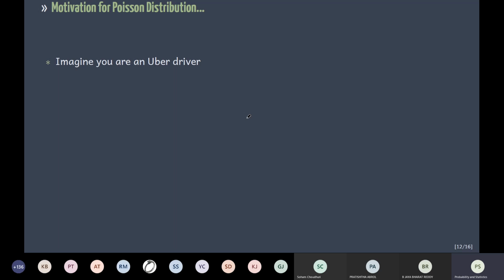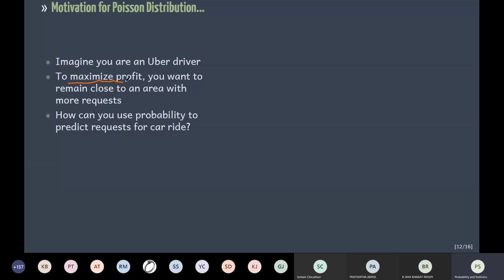So imagine you are an Uber driver, and you need to maximize the profit. You want to remain close to an area with more requests from customers, right? Uber usually will send messages to those cabs that are around a certain area. So you may want to be in an area where it has more requests. How can you use probability to predict requests in an area for a car ride?